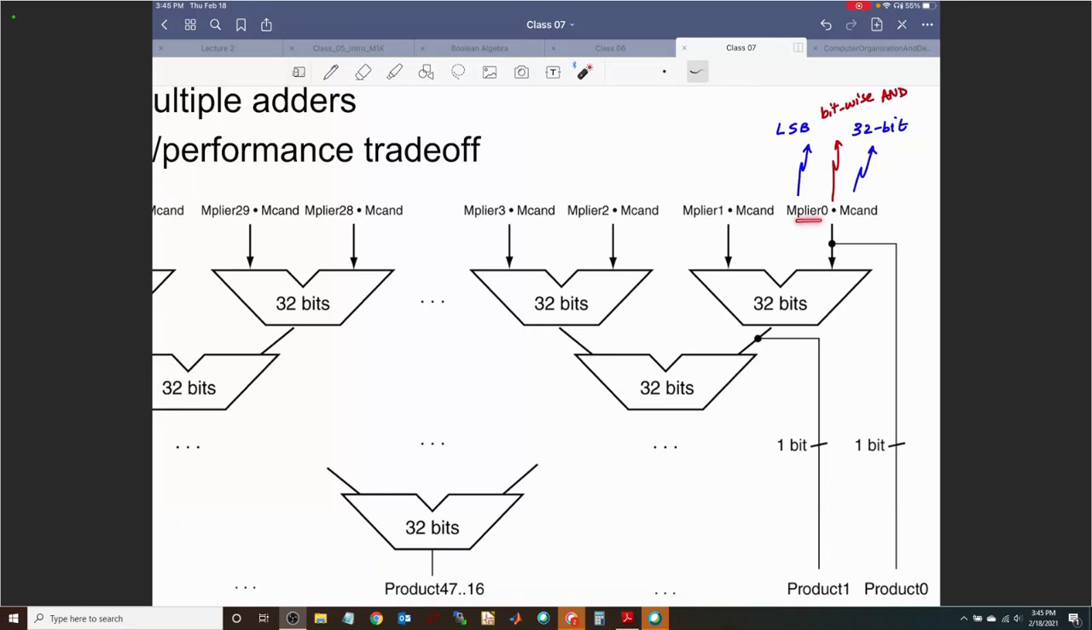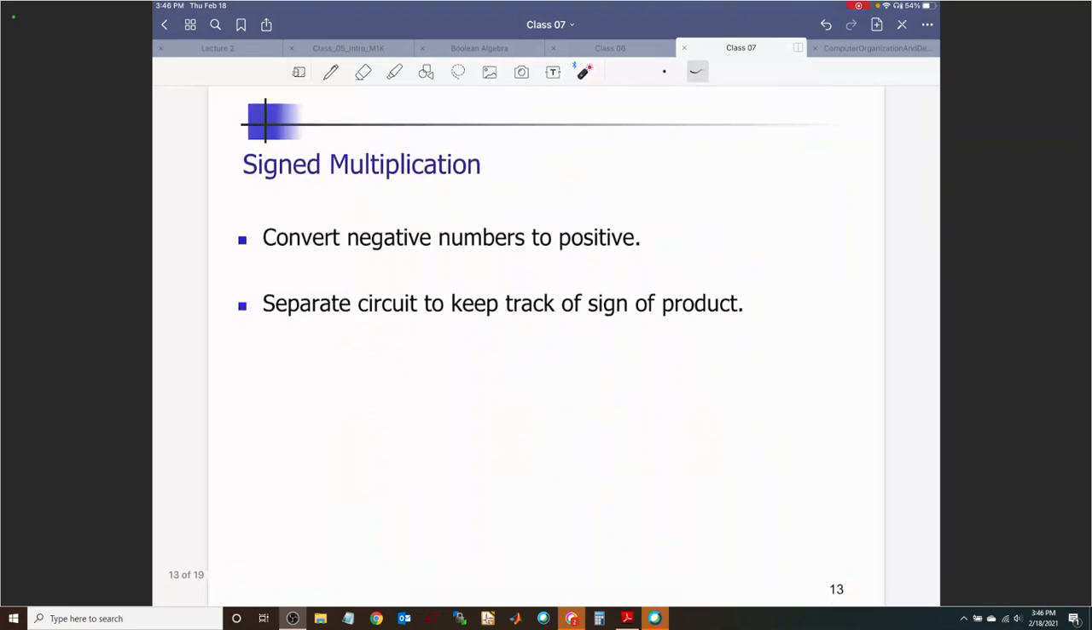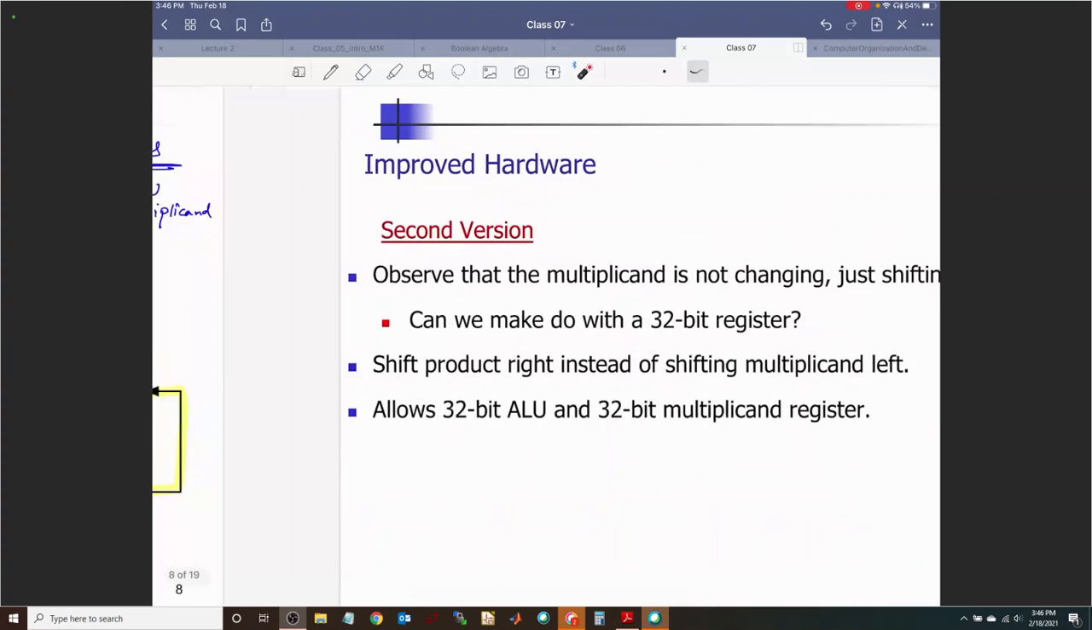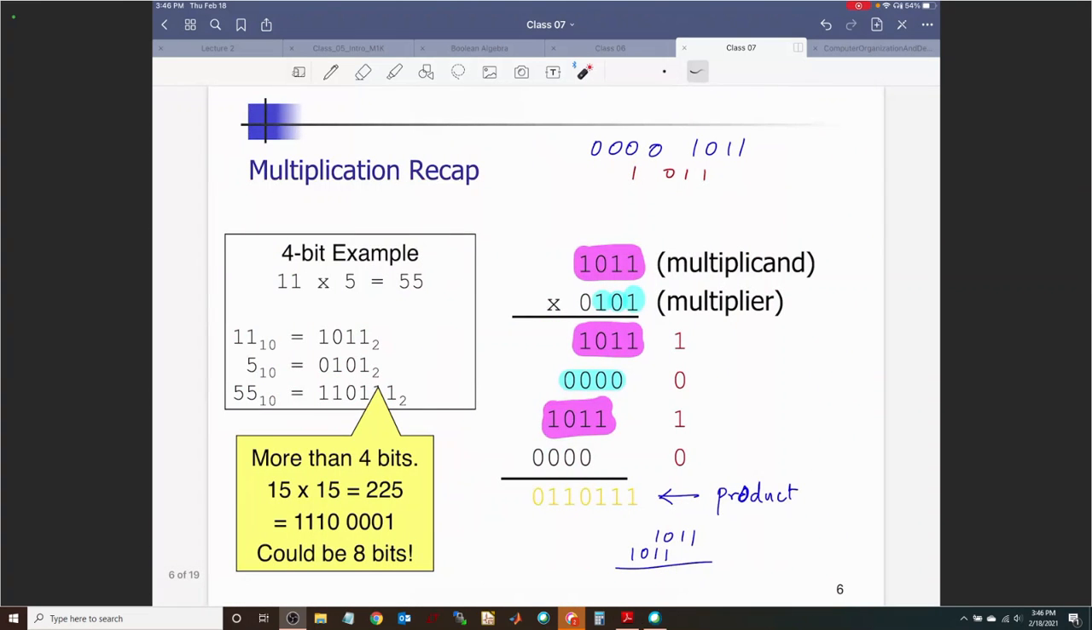Now, when you do a bitwise AND of this, what you get is a 32-bit number. And you are taking the least significant bit of that number and calling that your product 0, the least significant bit of the answer. Which is sort of the same thing as saying, once I do the least significant bit of the multiplier multiplied by the multiplicand, you get 1011. The least significant bit of that result is actually the least significant bit of your answer. So you get your bit there. And then you move to the next one. Let me show you over here.